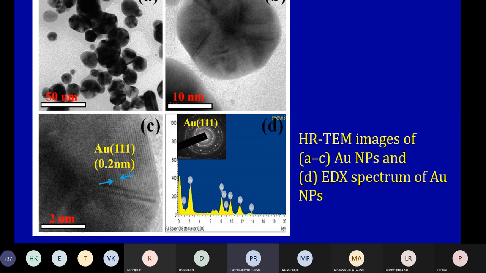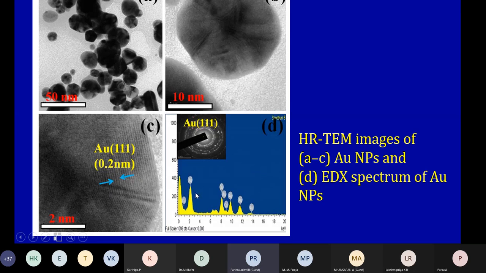Next, we go for transmission electron microscopy, high resolution transmission electron microscopy, which is taken to study the morphology of our nanoparticle. This is the morphology of the gold nanoparticle we synthesized. It shows a spherical shape, and this is a fringe pattern. Using these fringes we can find the lattice distance between the atoms. So this is the d spacing, d equal to 0.2 nanometer.